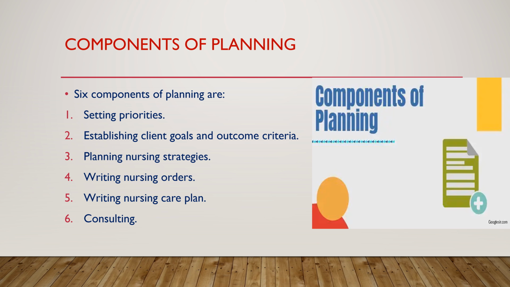After setting the priorities, then we establish the client goal. What we want to achieve by providing specific intervention or by planning specific intervention. That is actually establishing client goal. For example, if our patient is having a problem like hyperpyrexia and we have to establish client goals, in that way, our goal will be to maintain normal body temperature. So, that will be our outcome criteria also.